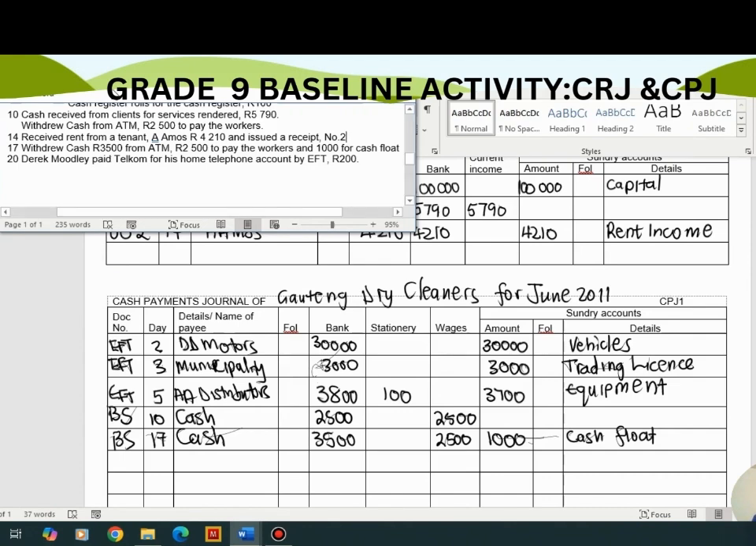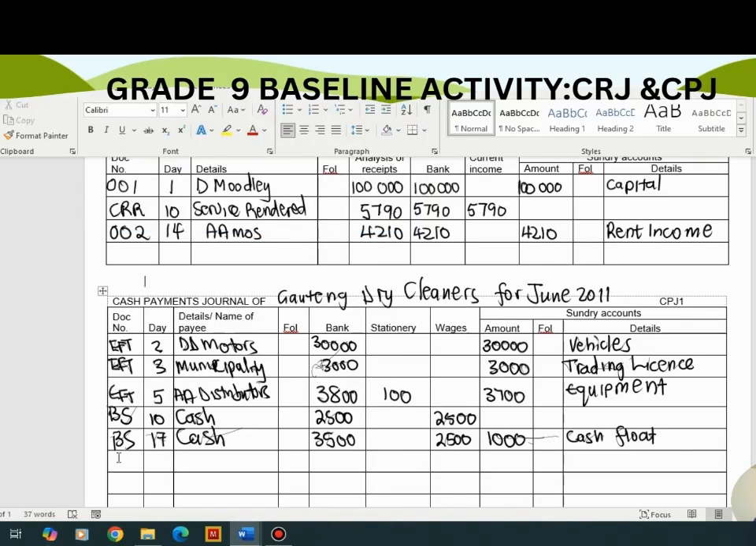Next transaction is Derek Moodley paid Telkom for his home telephone account by EFT, 200 rands. When the owner uses money of the business to pay his personal expense, the account that we open is drawings. So we record the source document, which is EFT. Day is 20. Name of payee is Telkom. How much was transferred to Telkom? It was 200 rands. What was it for? It was for Derek's personal telephone account. In other words, he used the money of the business to pay his personal expenses. The account that is opened is the drawings account.